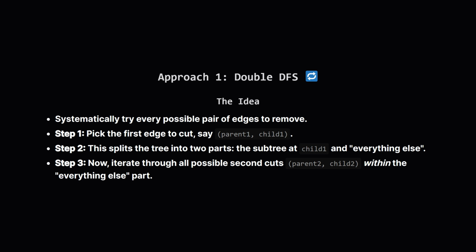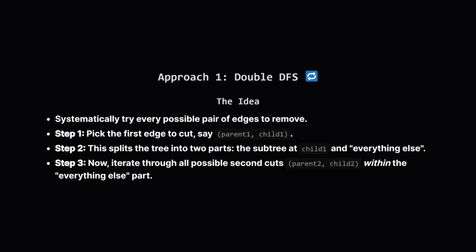Okay, so how do we find the best cuts? The most straightforward way is to just try everything. This is a classic brute force strategy. We can pick our first edge to cut. This immediately separates one subtree from the rest of the tree. Now we have two pieces. We still need to make one more cut in that larger, everything else piece.